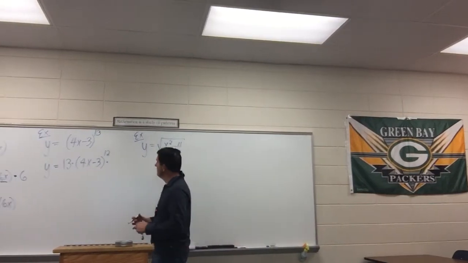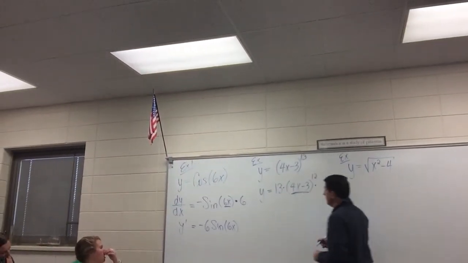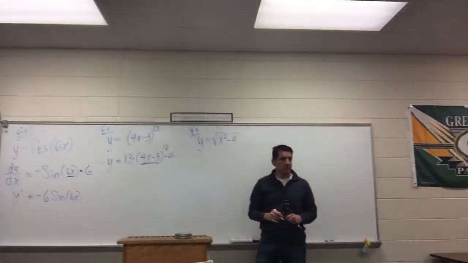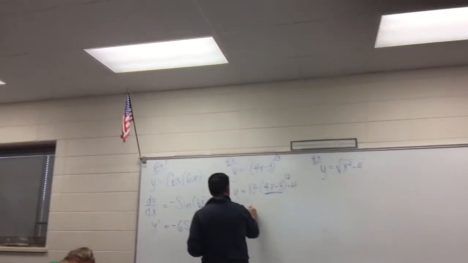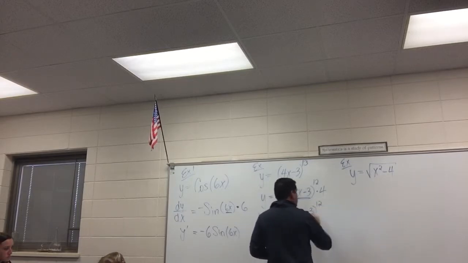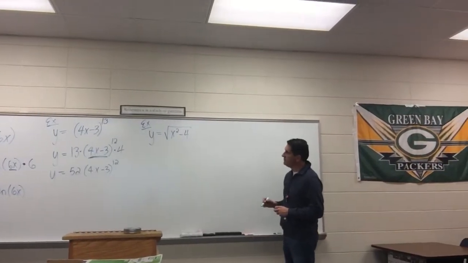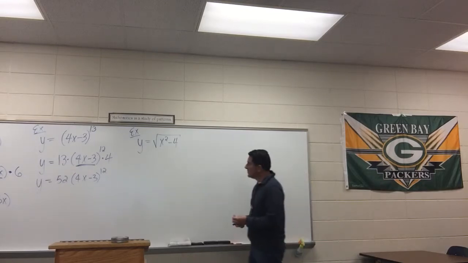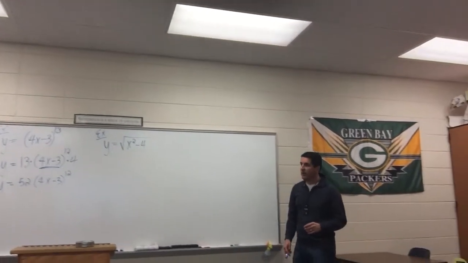Okay. And then we multiply by the derivative of what's inside, and the derivative of 4x minus 3 is 4. So that would make this 52 times 4x minus 3 to the 12th. A lot faster than multiplying it all out. Thank you, Newton. Okay. And just bring up any question that you have along the way here.